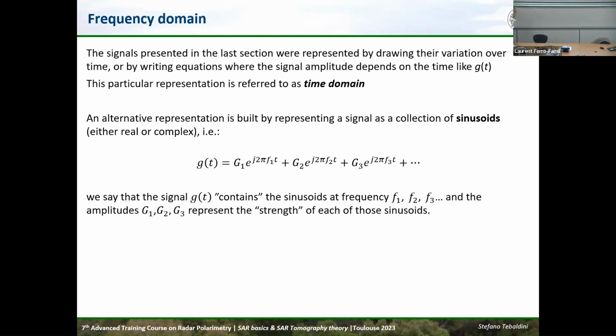Okay, let's say that we like to write a signal in the form of the sum of complex exponentials. So we can imagine that this signal G contains a certain number of frequencies. So it is constituted by a certain number of frequencies, and the amplitude factors, the G1, G2, and so on, represent the strength by which any of those frequencies contribute to G.